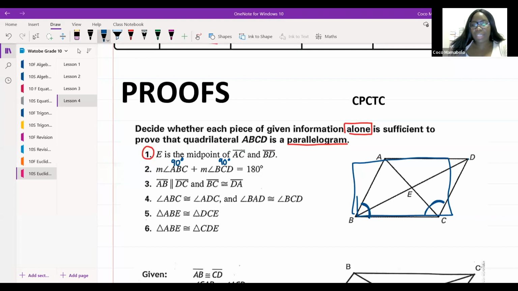If this angle B is 90 degrees and the angle C is 90 degrees, am I going to get a parallelogram? No, I'm not. I'm going to get a rectangle. So it's no longer going to be a parallelogram. So this question 2 is not enough information on its own to prove that this is a parallelogram.